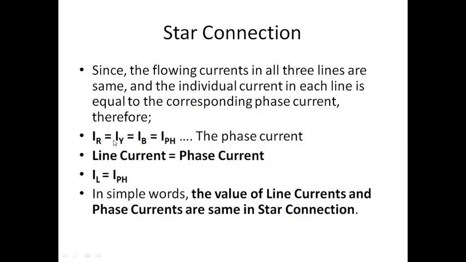If I speak about my current, IR is equal to IY is equal to IB. This is my IPH, that is, phase current. Line current is equal to phase current in my star connection. In simple words, the values of line current and phase current are the same in the star connection. This is a very important point in your star connection. My line current and phase current are both equal in my star connection.